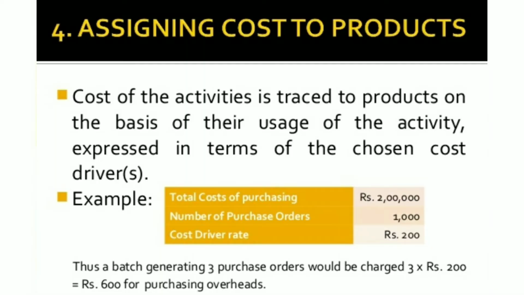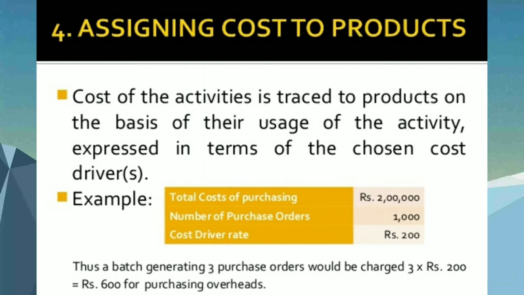Right? Final step is assigning cost to the products. आपने पहला था मेन एक्टिविटीज को आइडेंटिफाई किया. दूसरा आपने आइडेंटिफाई किया जो कॉस्ट ड्राइवर्स थे. देन यू कलेक्ट द कॉस्ट्स ऑफ ईच एक्टिविटी. फाइनली असाइनिंग कॉस्ट टू द प्रोडक्ट्स. नाउ कॉस्ट ऑफ द एक्टिविटीज दे आर ट्रेस्ड टू प्रोडक्ट्स ऑन द बेसिस ऑफ देयर यूजेज ऑन द एक्टिविटी एक्सप्रेस्ड इन टर्म्स ऑफ द चोजन कॉस्ट ड्राइवर.